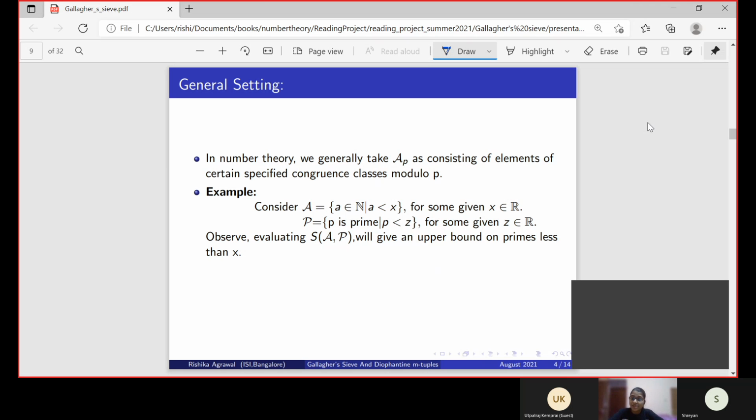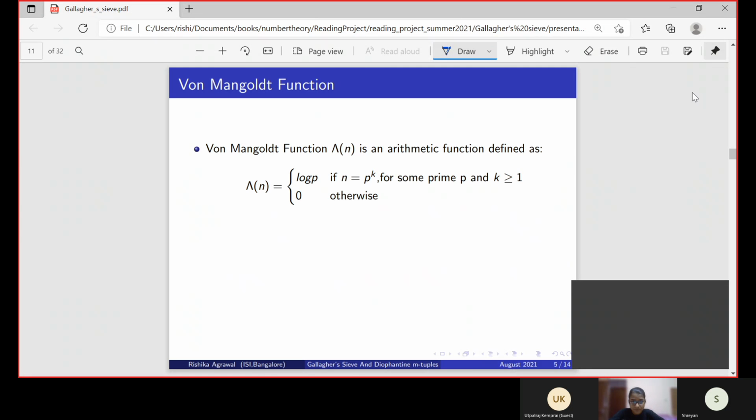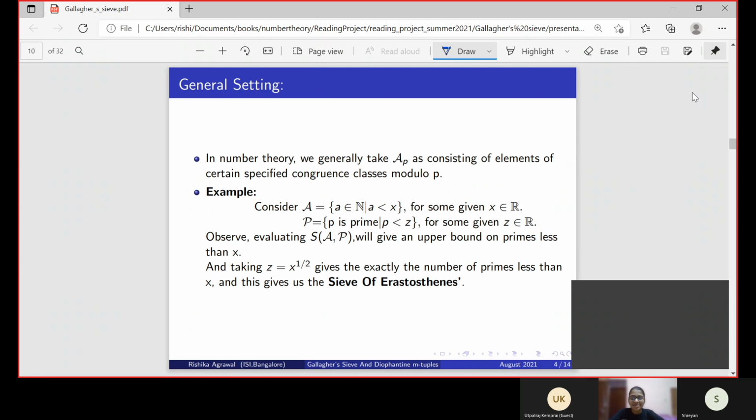If we take z to be x, we'll get explicitly the number of primes. Even if we take z to be x to the power 1/2, it will give us exactly the number of primes that are less than x. And this is what is known as the sieve of Eratosthenes. So now this is it for the general sieve theory.